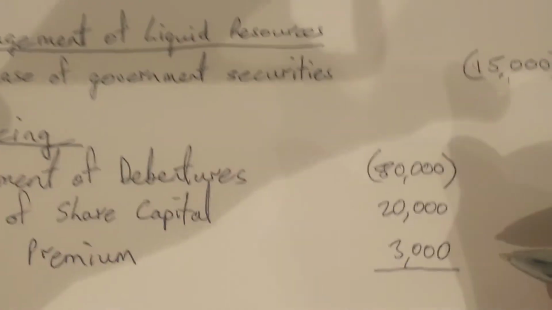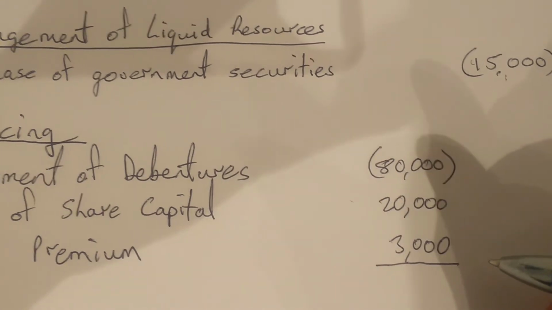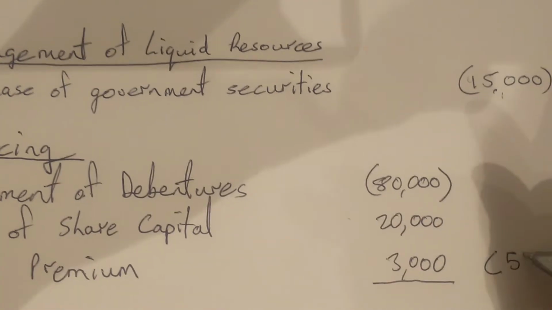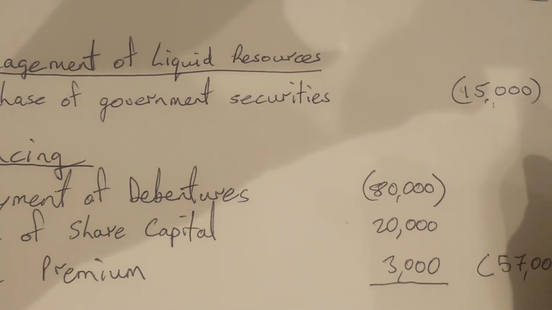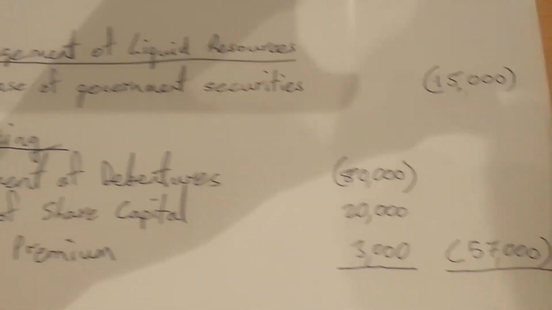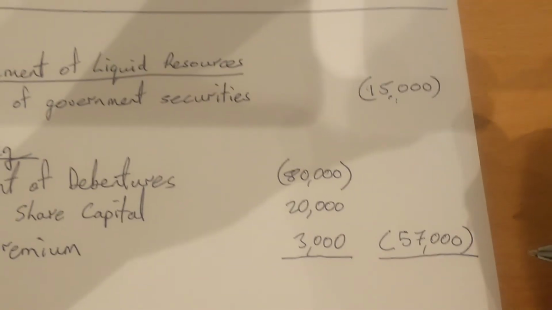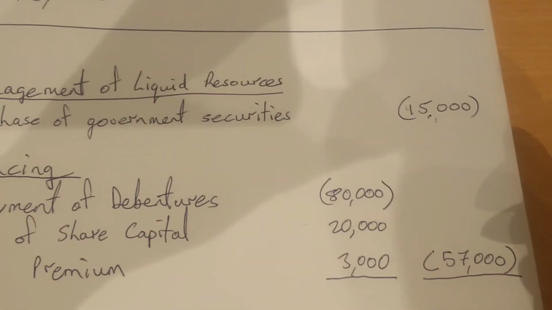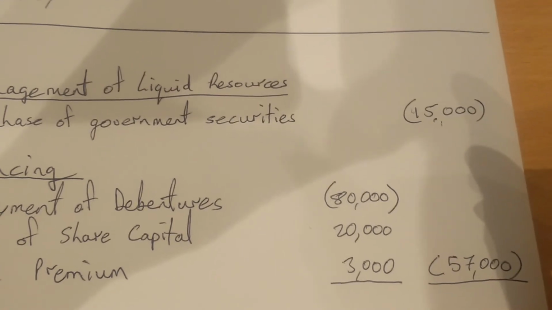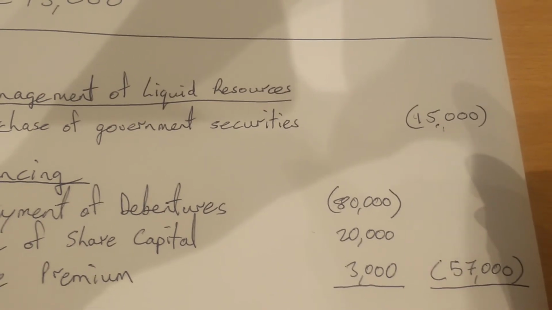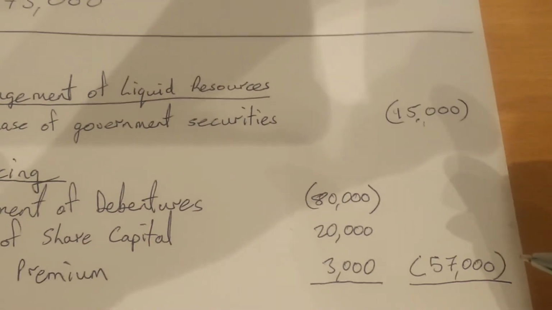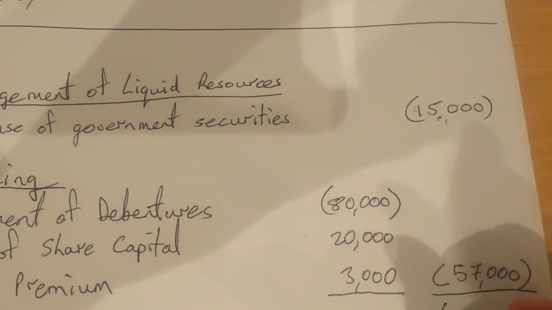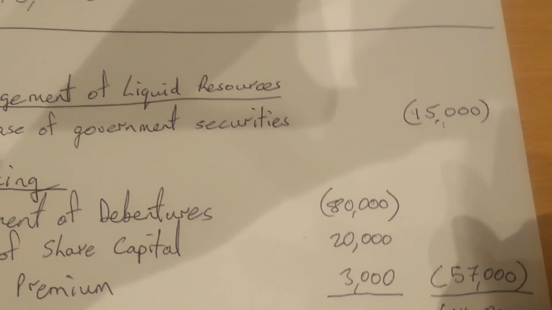So if we want to total those three things together, minus 80 plus 20 plus 3 is altogether a minus 57,000. Then if you total that minus 57,000, the minus 15, and even though it's not showing here, the subtotal that we had earlier from the net cash inflow before liquid resources and financing was a plus 58,000. So plus 58, minus 15,000, minus 57,000 is altogether minus 14,000.